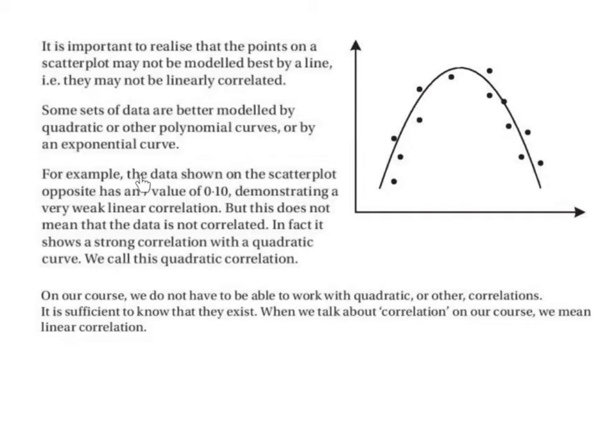For example, the data shown on the scatter plot opposite has an R value of 0.10, demonstrating a very weak linear correlation. But this does not mean that the data is not correlated. In fact, it shows a strong correlation with a quadratic curve. We call this quadratic correlation. On our course, we do not have to be able to work with quadratic or other correlations. It is sufficient to know they exist. When we talk about correlation on our course, we mean linear correlation.